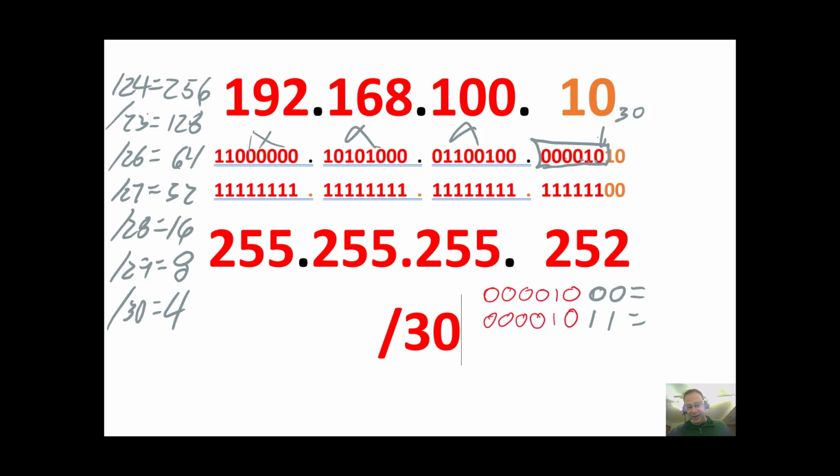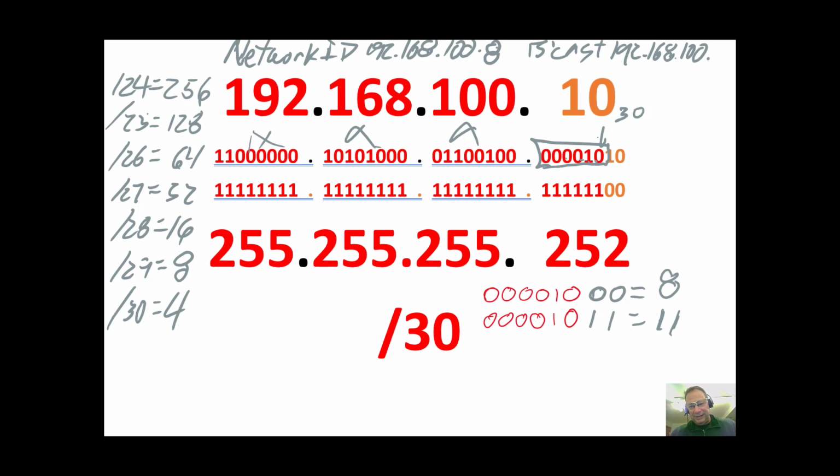So if we add this up, we get 8. And if we add this up, we get 8 plus 2 plus 1, which is 11. So our network ID with a /30 for this particular address is going to be 192.168.100.8. And our broadcast ID is going to be 192.168.100.11. And that's the subnet that we happen to fall into because our bit pattern happens to be 10 there.